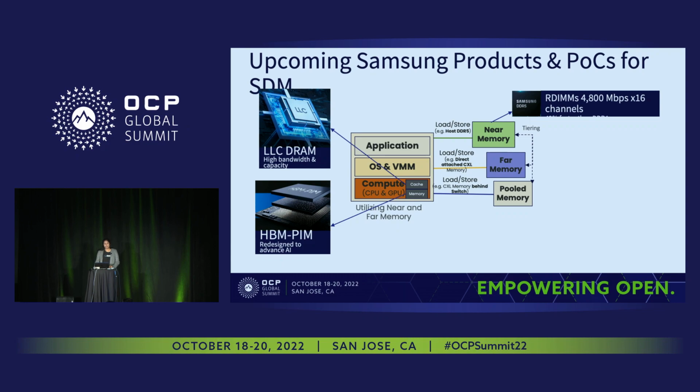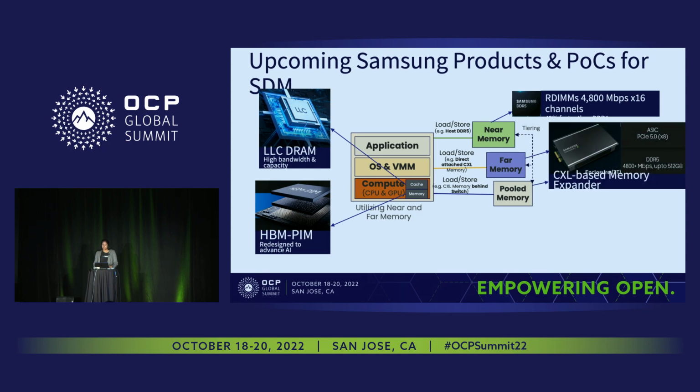So we talked about the near memory, which you all know today, which is the DIMMs, and we are having the DDR5 products, and you can check that out in the Samsung booth as well. The main components that I'll be covering today will be the far memory and the pooled memory solutions that we are working on using CXL. That's going to enable this software-defined memory ecosystem.